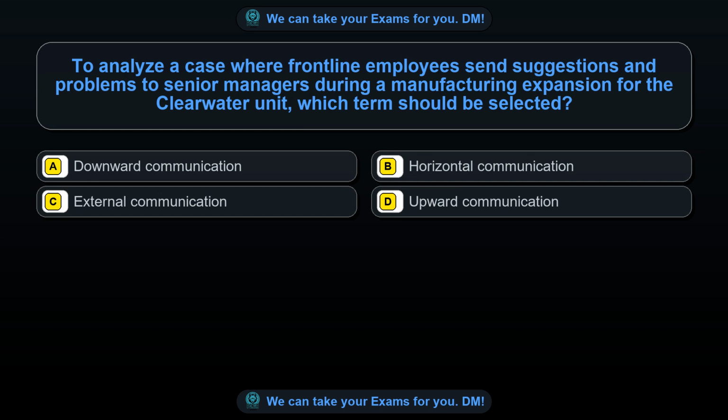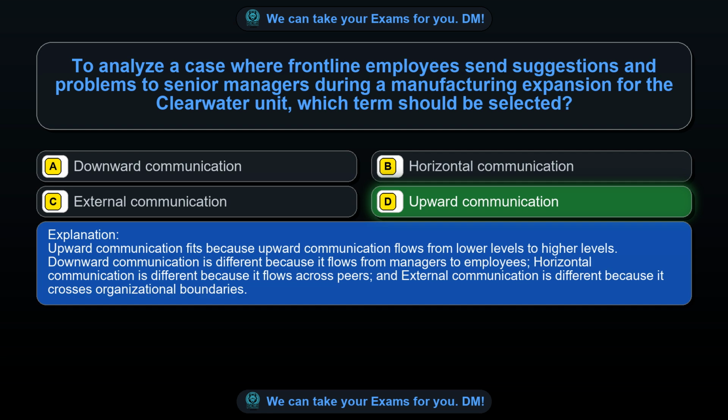Question 31. To analyze a case where frontline employees send suggestions and problems to senior managers during a manufacturing expansion for the Clearwater unit, which term should be selected? Option A, downward communication. Option B, horizontal communication. Option C, external communication. Option D, upward communication. The correct answer is option D, upward communication.